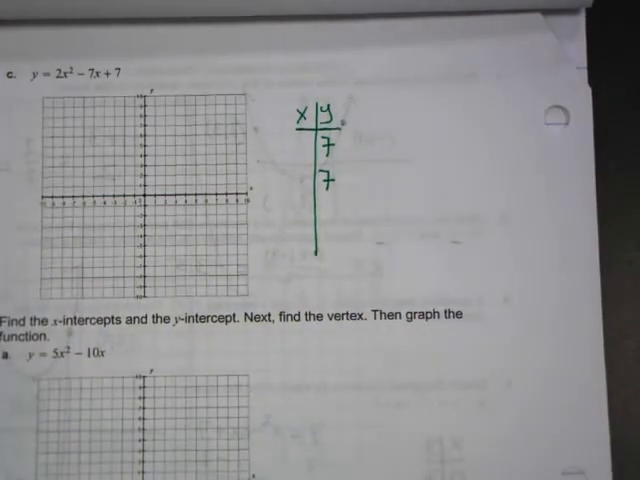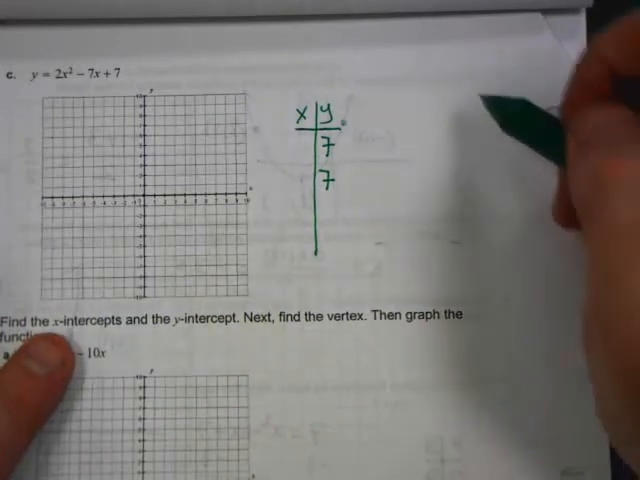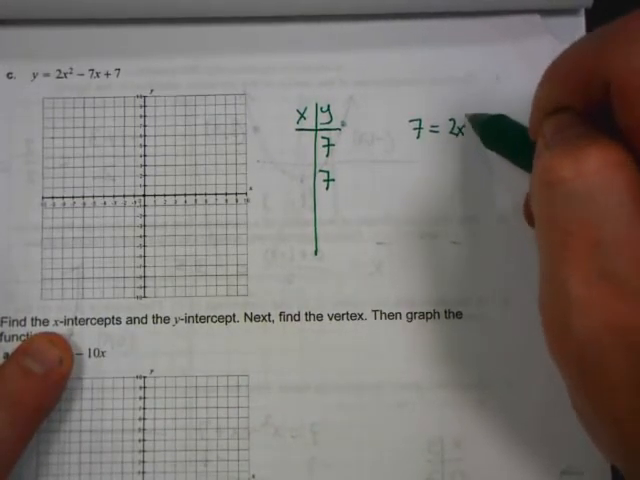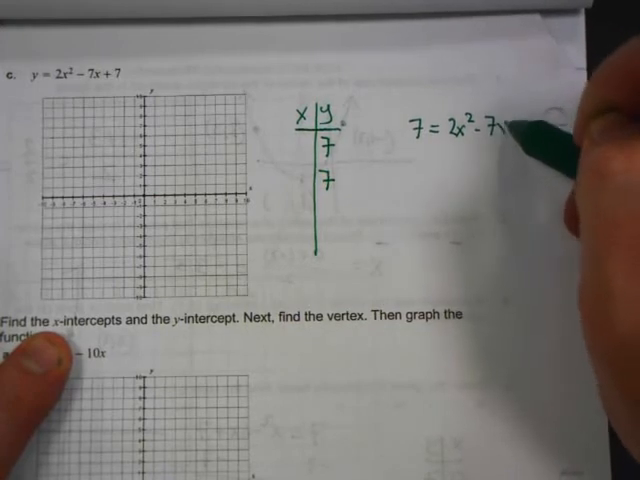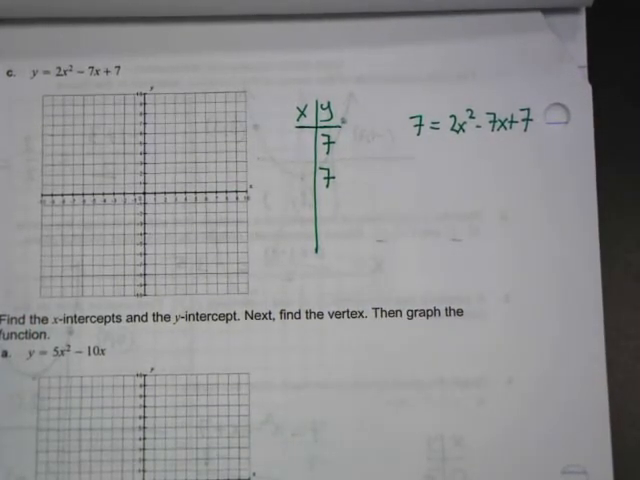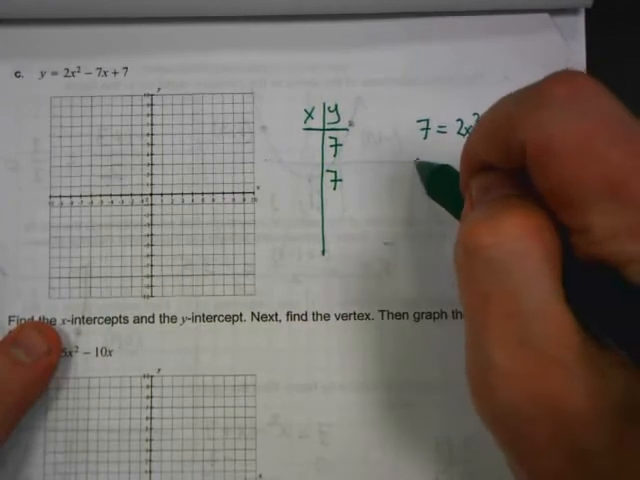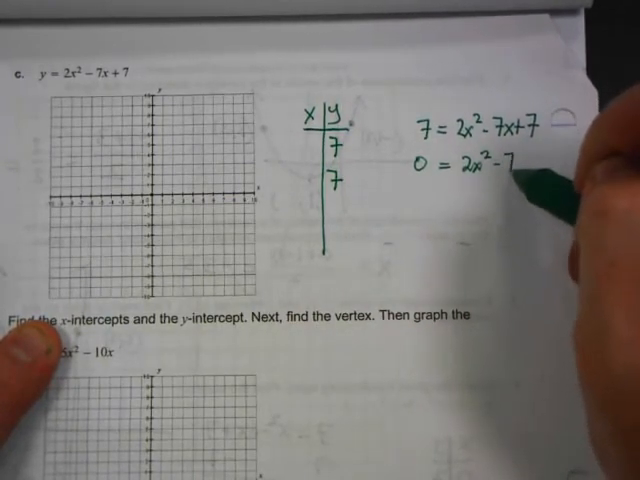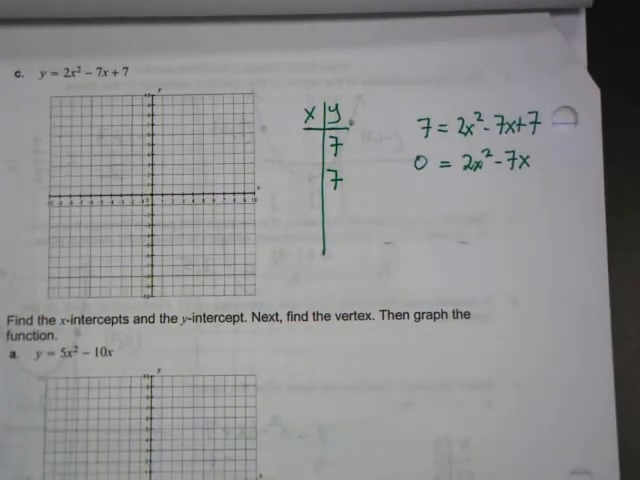And I will get 2 answers. So I'm going to write 7 down twice. Come off to the side here. 7 equals 2x squared minus 7x plus 7. Now what? Subtract 7 on both sides. I get 0 equals 2x squared minus 7x.